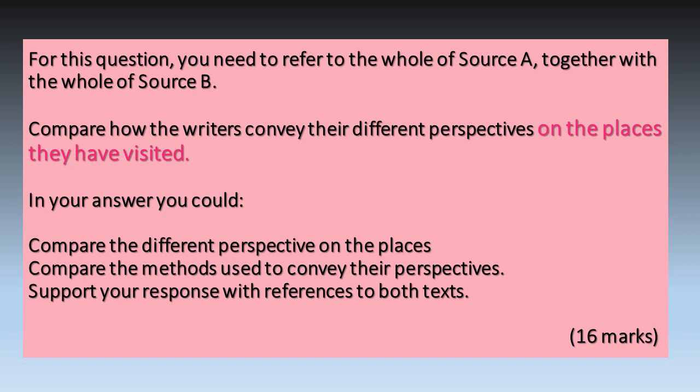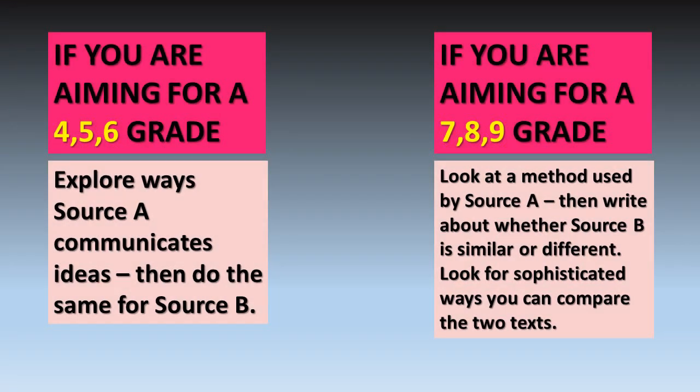So your job is to pick out the most relevant uses of language and all the methods used by the writers and explore that. And if you're going to be aiming for the top band, you're going to explore how they do things in similar and different ways. So if you are aiming for a 4, 5, 6, you might explore the way source A communicates its ideas and then do the same for source B. If you're aiming for the top band and the top marks, you want to be looking at a method used by source A and then write about whether source B is similar or different, and look for sophisticated ways you can compare the 2 texts.